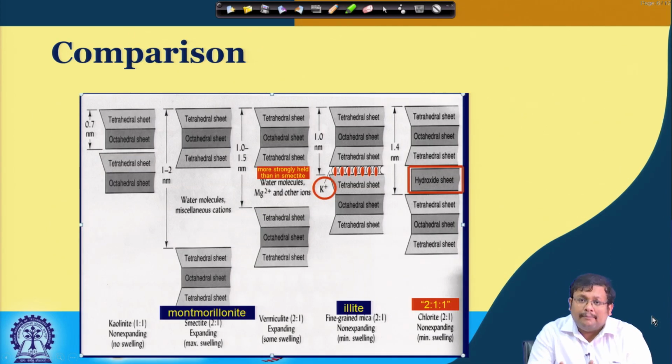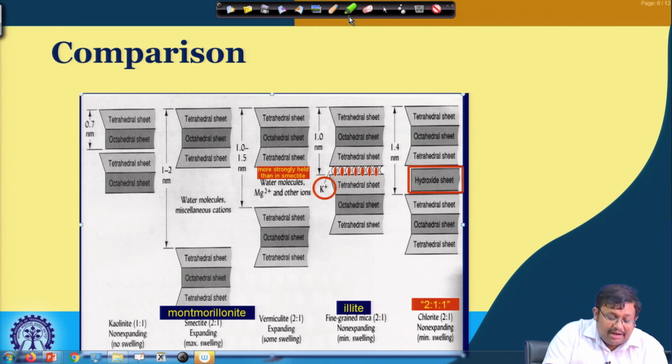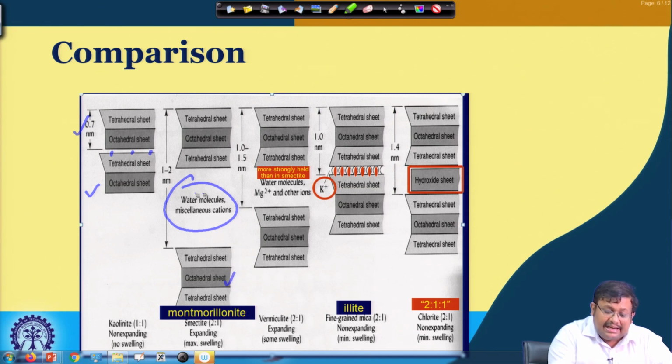So, if you see a visual comparison between different types of clay minerals, it will be more clear. We start with kaolinite, which is a 1:1 type, non-expanding or non-swelling. The d-axis spacing is lowest, only 0.7 nanometer, because of the presence of strong hydrogen bonding in the interlayer space. It is also a collapsed structure. And then we go to montmorillonite, where there is huge interlayer space and isomorphous substitution occurs in the octahedral sheet, and the interlayer space is occupied by water molecules and miscellaneous cations. The d-axis spacing is highest, 1 to 2 nanometer.